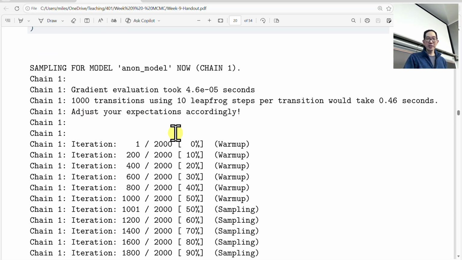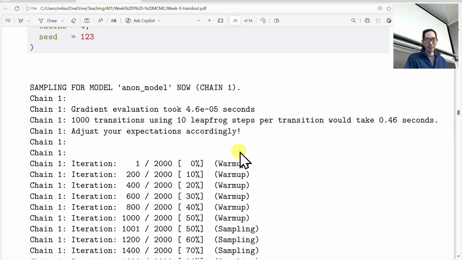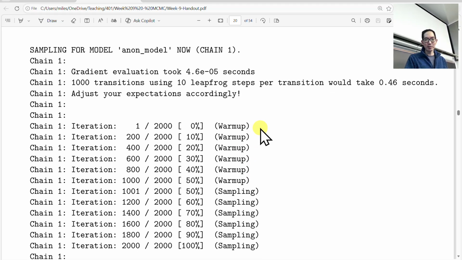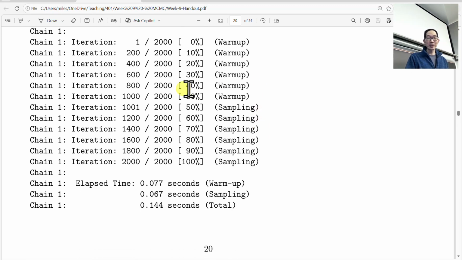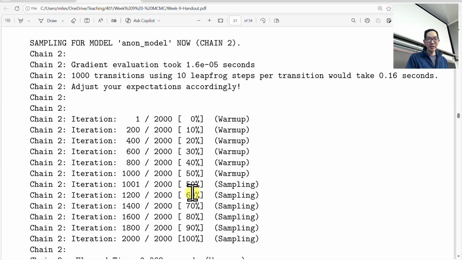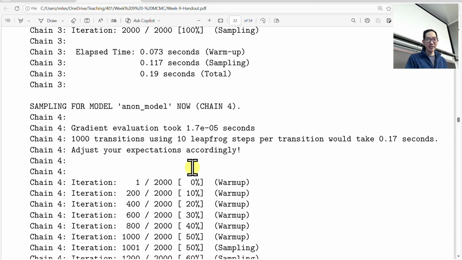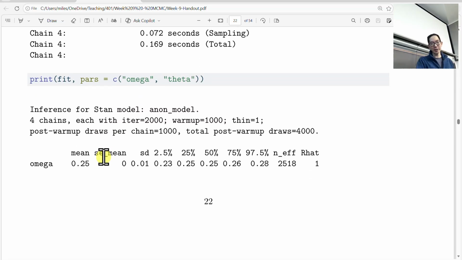Okay, so here, this is just not gibberish, but this is just the status of what it's doing. And so, I don't know what it says. Gradient evaluation took that 1,000 transitions using 10 leapfrog steps per transition. I don't know what that's saying. Okay, so whatever. So it runs this. This is chain 1, and then it does it for chain 2, and then chain 3, and chain 4. All right, then it finishes.